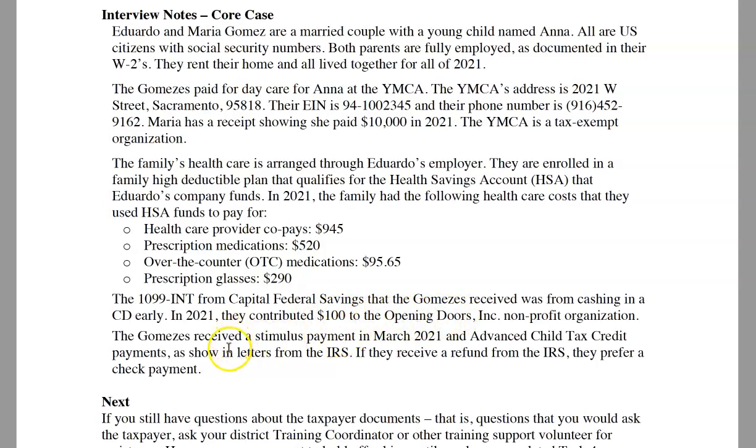They mentioned the stimulus payments. They have that letter, and the advanced child tax credit is covered by the letter. So that's it for the interview notes.